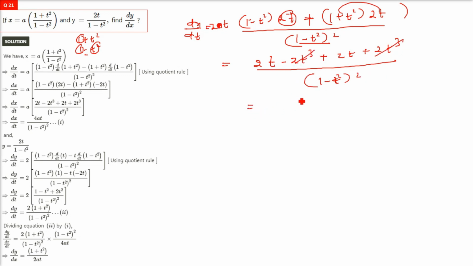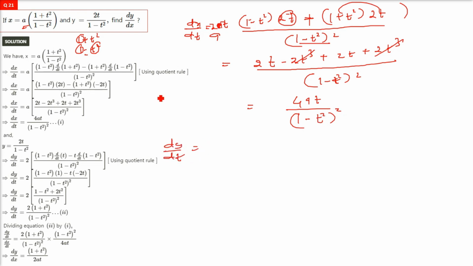a I am not writing right now. a is already there. So 2t and 2t is 4t, and then we have 4t a. Denominator (1 minus t square) whole square. This is dx by dt. Now we will come to dy by dt.